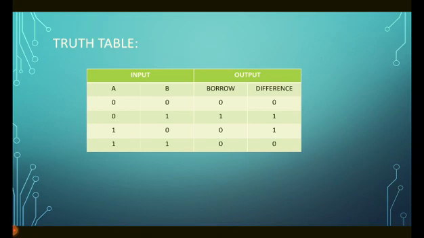Truth table. So here we have 2 inputs and 2 outputs. When we give both the inputs as 0, the output is 0 for both. When we give input value for B, we'll get output value for both, that is for borrow and difference. When we give input value for A, we'll get output value for difference. When we give both the input values as 1, we'll get output values 0 for both.